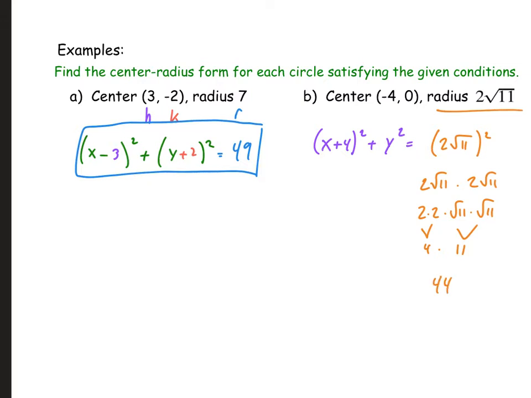So just think about how you do that, or you can do it a little faster. You square the 2, you get a 4. And you square the radical 11, you get 11. So 4 times 11 being 44. So kind of think about how you would do that in your head. So x plus 4 squared plus y squared equals 44. Pretty easy.